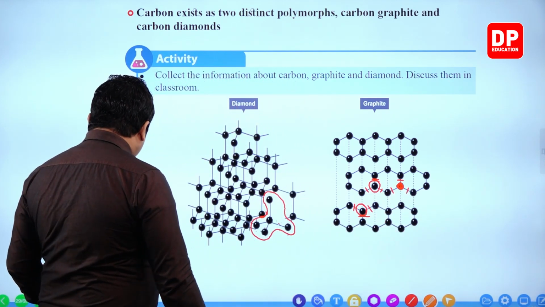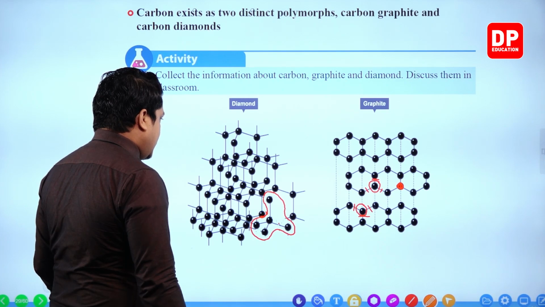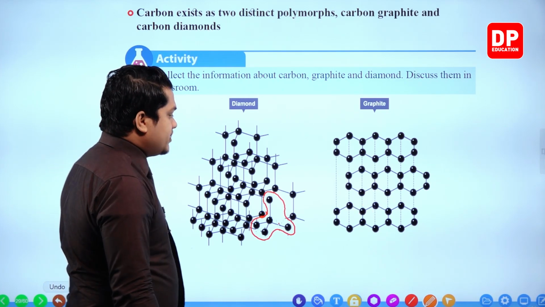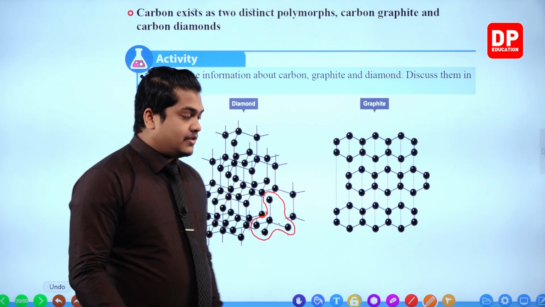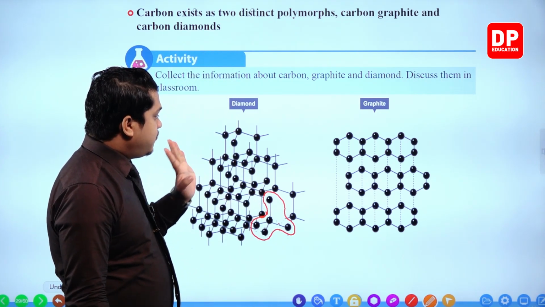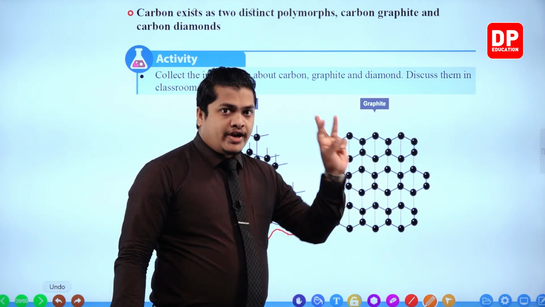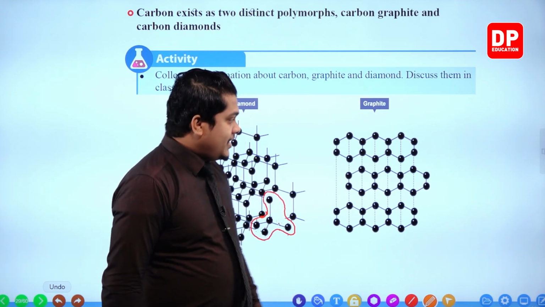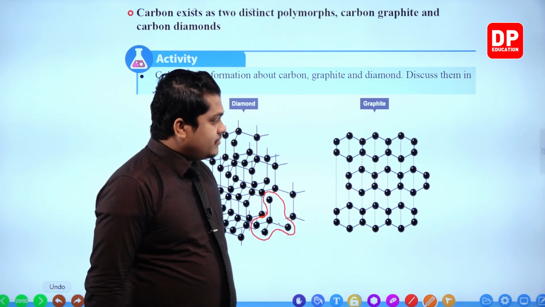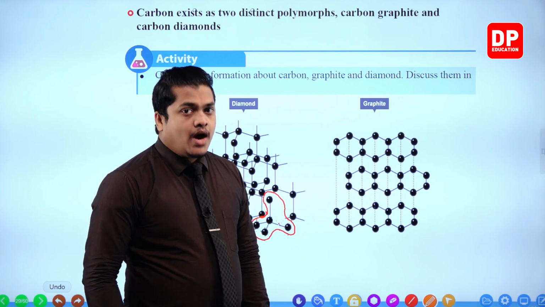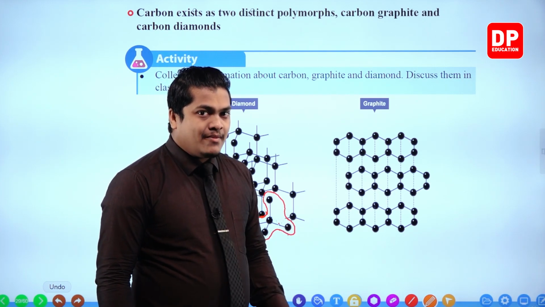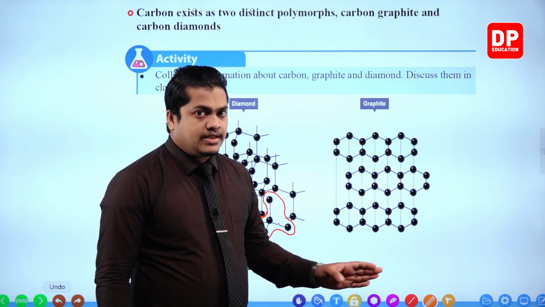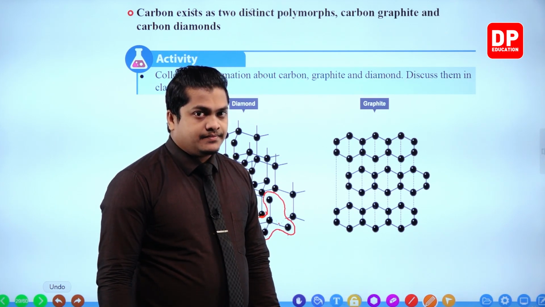So in graphite, my dear children, you can observe 3 bonds, not 4, but 3. In here, you can observe 4 bonds, but here you can observe only 3 bonds. So 3 bonds can be observed within carbon. That means one carbon atom is going to create 3 bonds with 3 other nearby carbon atoms.